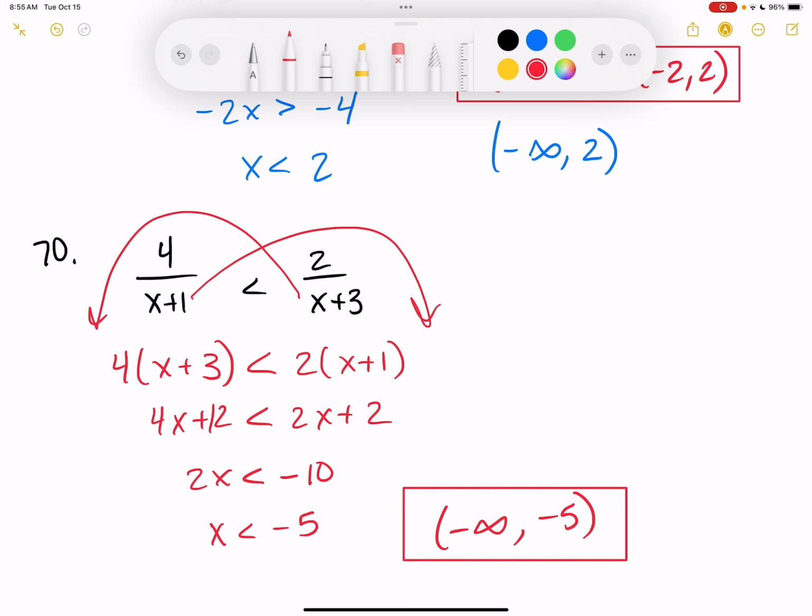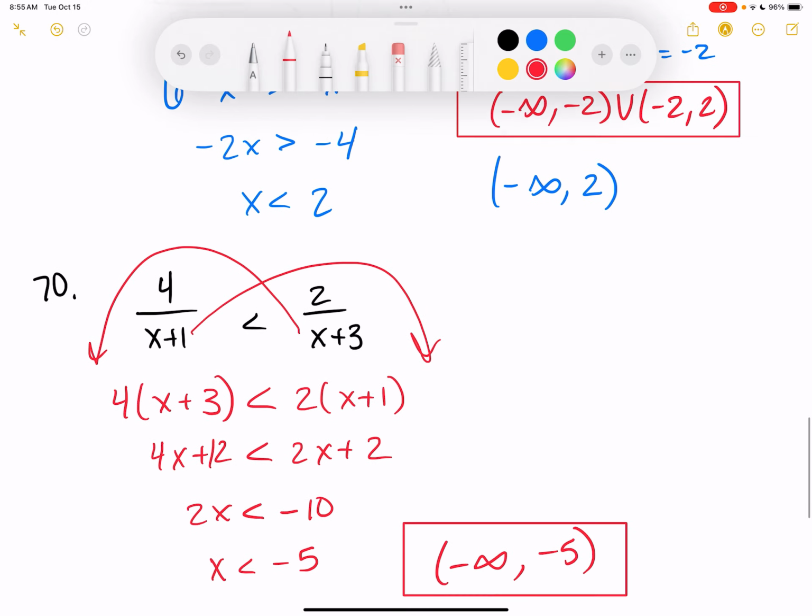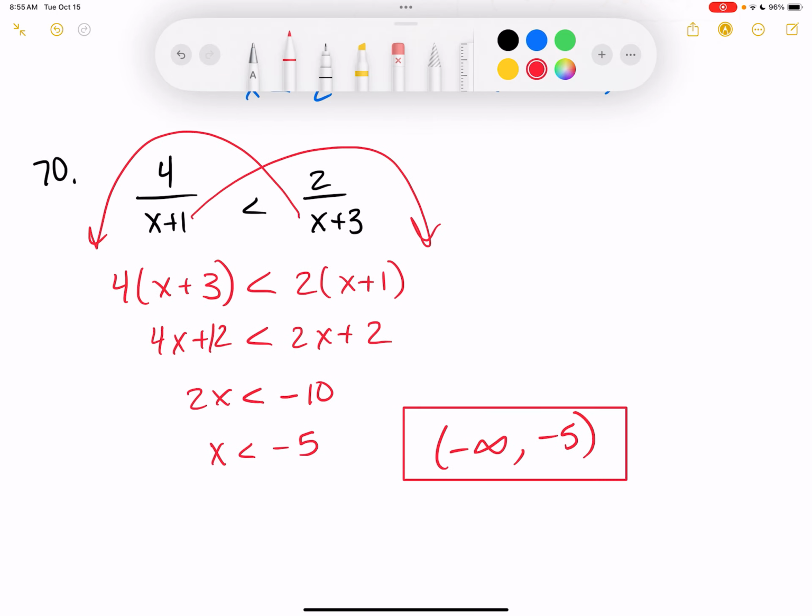Now, what numbers would cause a problem here? -1 and -3. Are those numbers in my interval? No, so I don't have to worry about them. If they were, I would do the same thing like I did up here and break it up. But those aren't in the interval that I have, so that's why I don't have to deal with them this time.